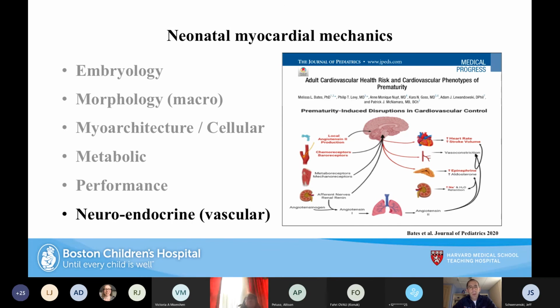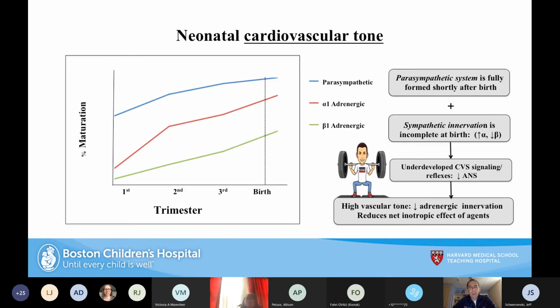And finally, we look at the neuroendocrine or the vascular system. We've learned over time that the parasympathetic system is actually fully developed shortly after birth, but it's the sympathetic innervation that's incomplete. You have an underdeveloped autonomic system, which leads to decreased adrenergic innervation and reduced net inotropic effects of agents. So back to the example with milrinone and other inotropic or cardiotropic medications. You can keep titrating up those meds in the preterm heart, but there comes a point where the preterm heart just won't respond to it because the sympathetic innervation is just incomplete.